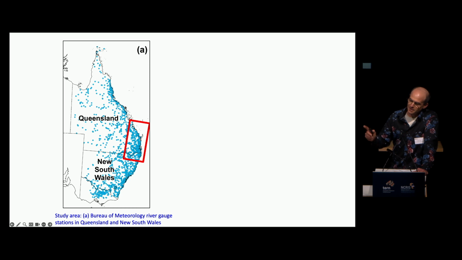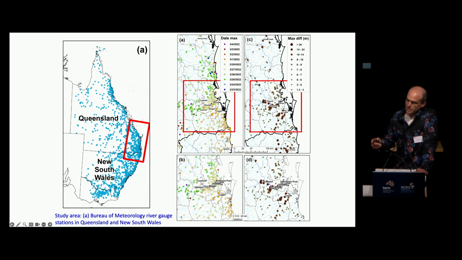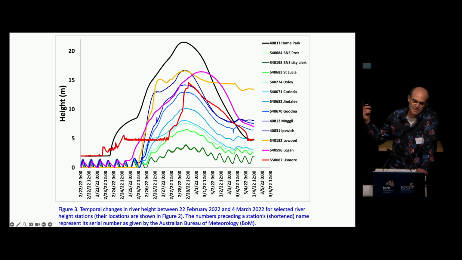We used the Bureau of Meteorology river gauge data, and you can see on the date max in which date was the maximum height of the flood. The low pressure system advanced from north to south. In Brisbane, it was on February 28th that was the max height of the floods in this area. These are just some examples of river gauge heights along the Brisbane River. Note again, it's rising high, rising fast, and also receding very fast. So it's critical to look at the right time.